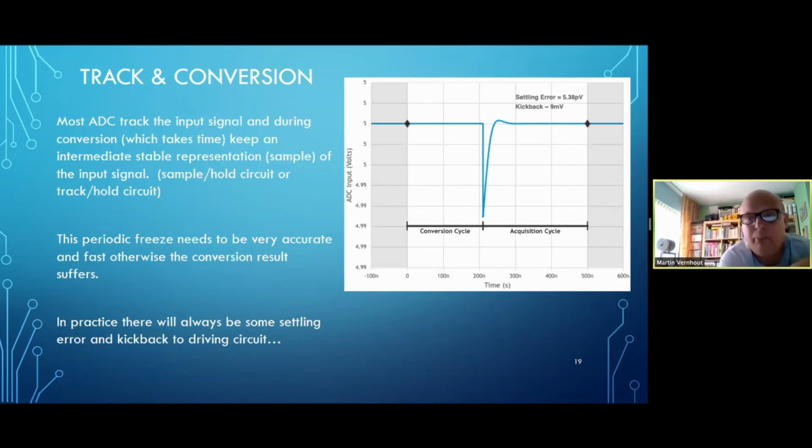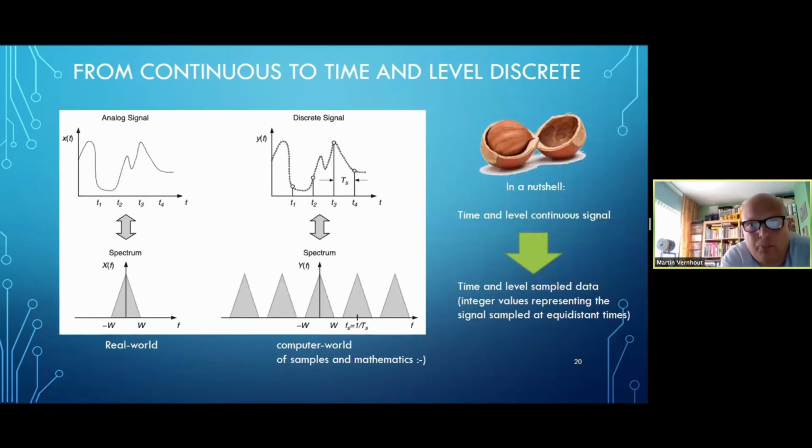That also means there might be a little bit of settling and kickback to the driving circuit. Normally this is taken care of by the vendor of your digitizer, of your ADC or multifunction DAQ board. Sometimes you actually see the results of this track and conversion settling time back in the measurement specification. So, in a nutshell, we go from continuous to time and level discrete. We sample at specific points in time.